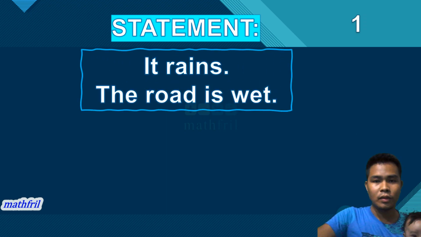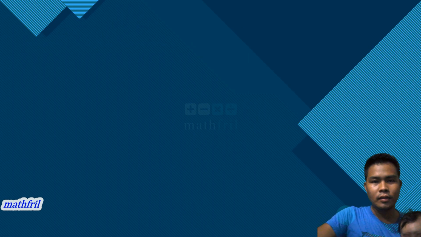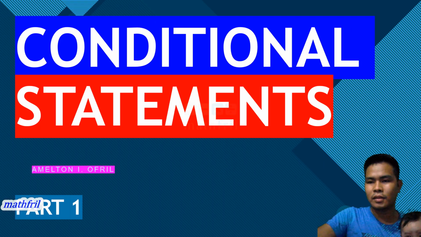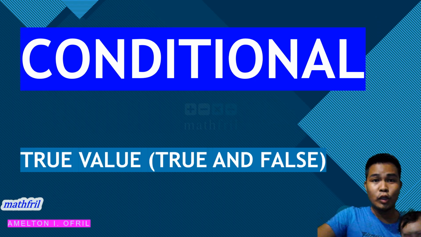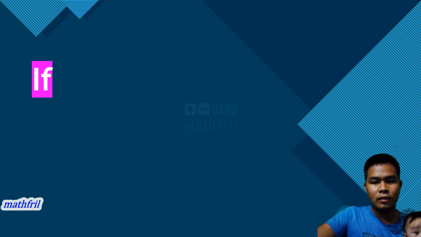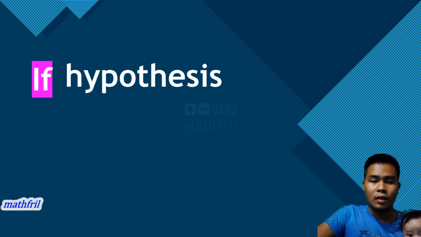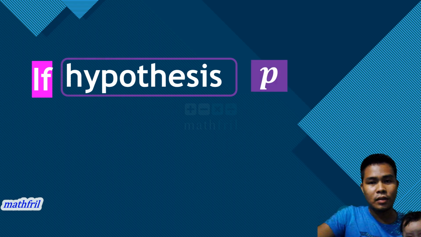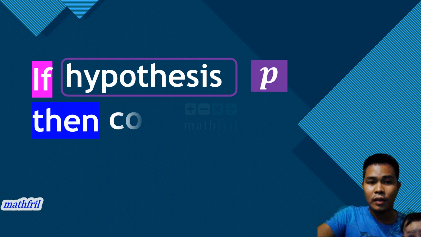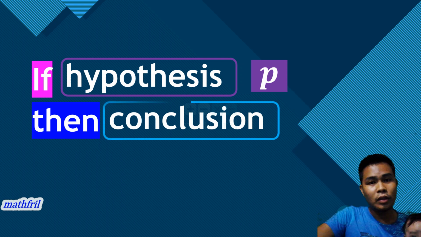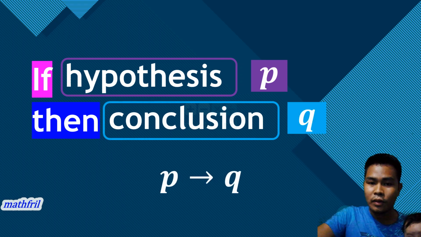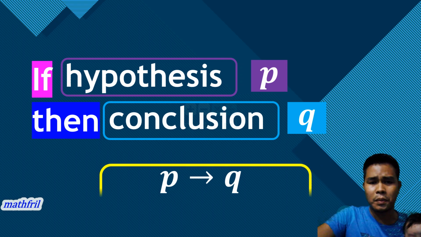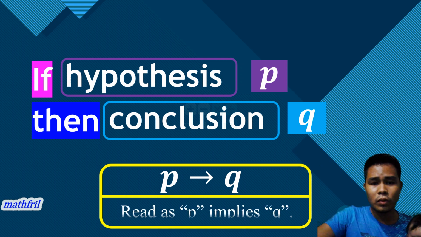So in this video, atong iskutan ang conditional statements. Ang conditional statements is actually composed of three parts. F, hypothesis. So, kaning hypothesis is also called P. The conclusion is also called Q. And all in all, that is P implies Q or if P then Q.